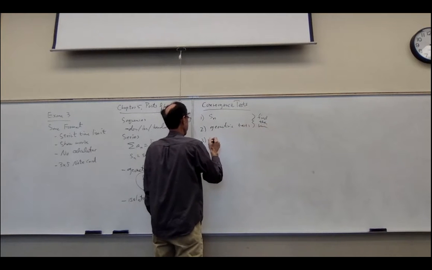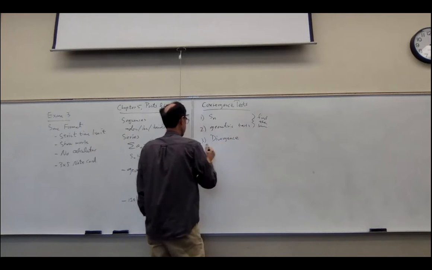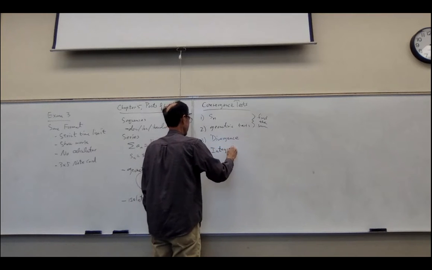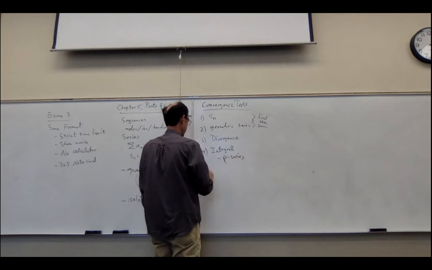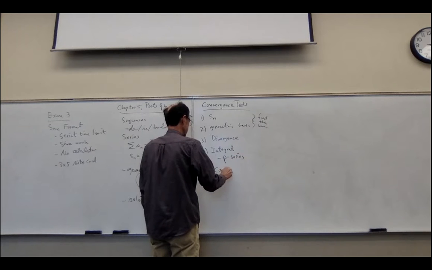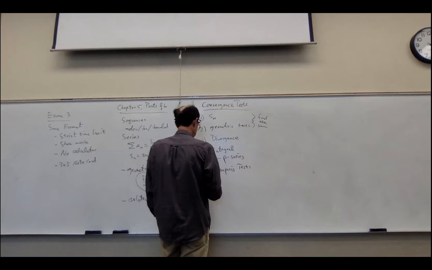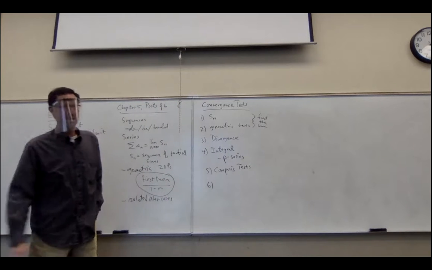Number 3, the divergence test, followed closely by the integral test. A special subcategory from the integral test, p-series. Number 5, comparison tests. All right, plural, there are 2: the straightforward comparison and the limit comparison. We like the limit comparison better most of the time.